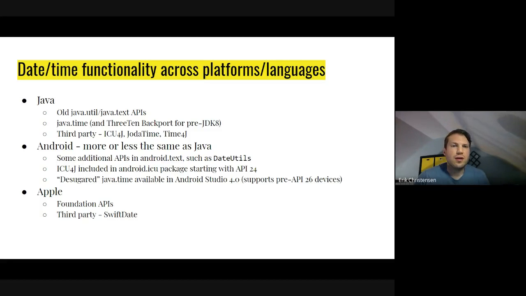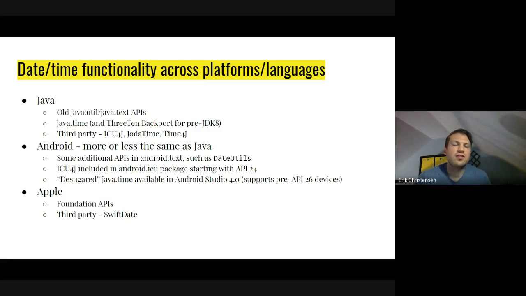On Android, you have more or less the same sort of things as Java. I mean, it's JVM compatible, so you can generally use Java libraries. There are some additional APIs in android.text, such as DateUtils, which actually seem to wrap some of the stuff that you have in the ICU, even for formatting. And they also started including the ICU repackaged under the android.icu namespace starting in API 24. Another exciting little development there.